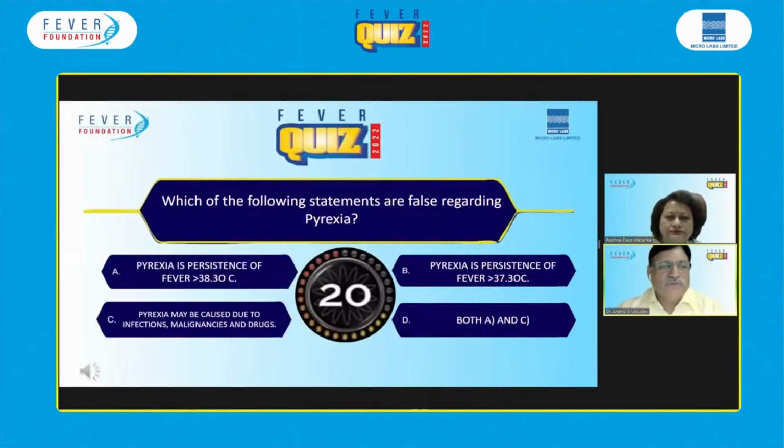Here comes the third question for you. The question is, which of the following statements are false regarding pyrexia? The answers are: A, pyrexia is persistence of fever more than 38.3 degrees centigrade. B, pyrexia is persistence of fever more than 37.3 degrees centigrade. C, pyrexia may be caused due to infections, malignancies, and drugs. And D, both A and C. So please note the question very carefully. It says, which of the following statements are false regarding pyrexia? So you have to pick up the false statement, and your time starts now.